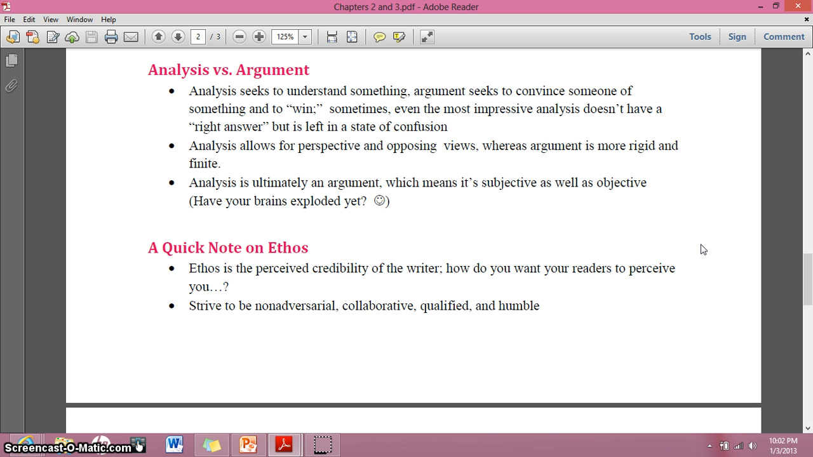That's all that it wants to do. It's not arguing something, whereas argument is obviously arguing, and it's trying to convince the reader of something and to win that argument. Okay, and again, even the most impressive analysis doesn't have to have a right answer. It can be left in a state of confusion.